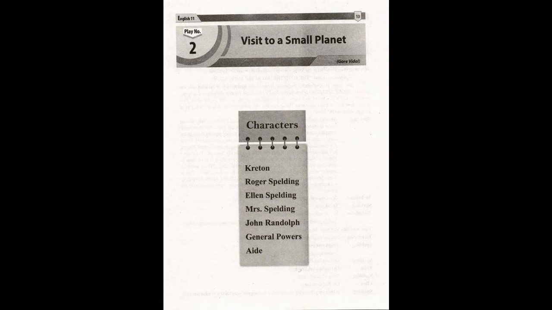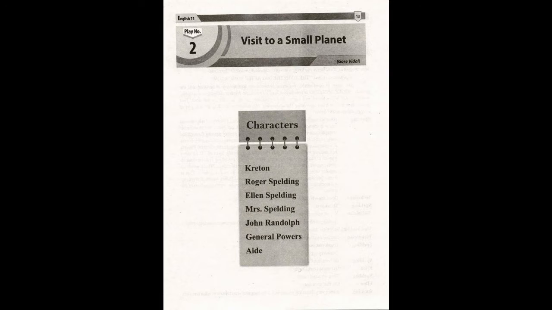Then Ellen Spelling, she is the daughter of Mr. Roger Spelling. Mrs. Spelling also performs a supporting role. She is the wife of Mr. Roger Spelling. John Randolph is a young boy who is the fiancé of Ellen Spelling.